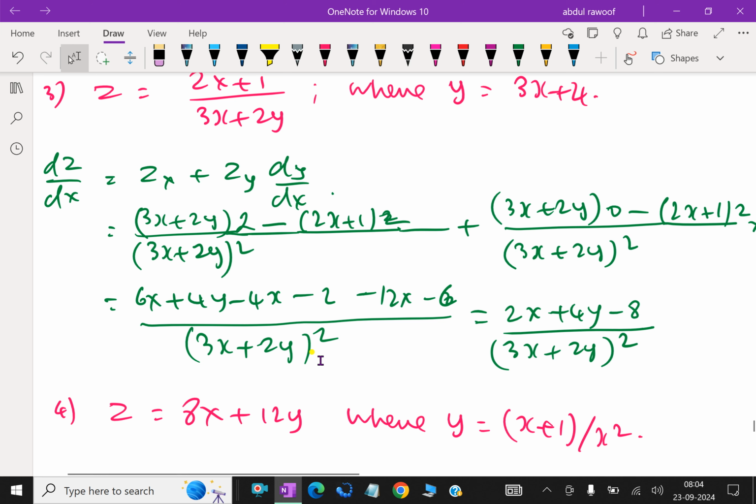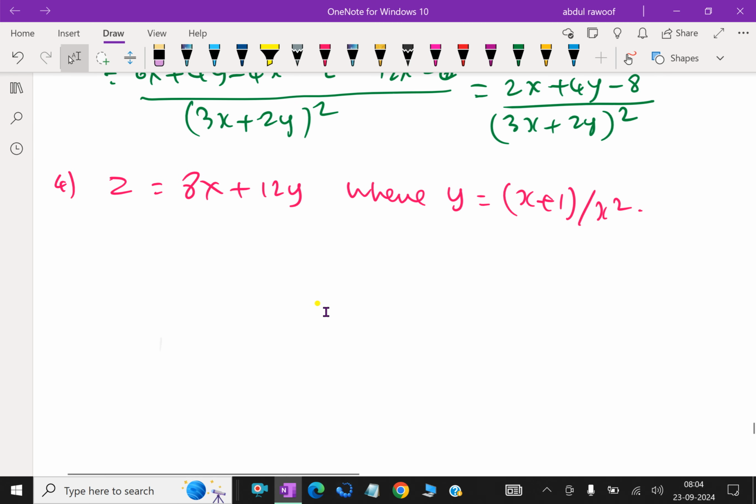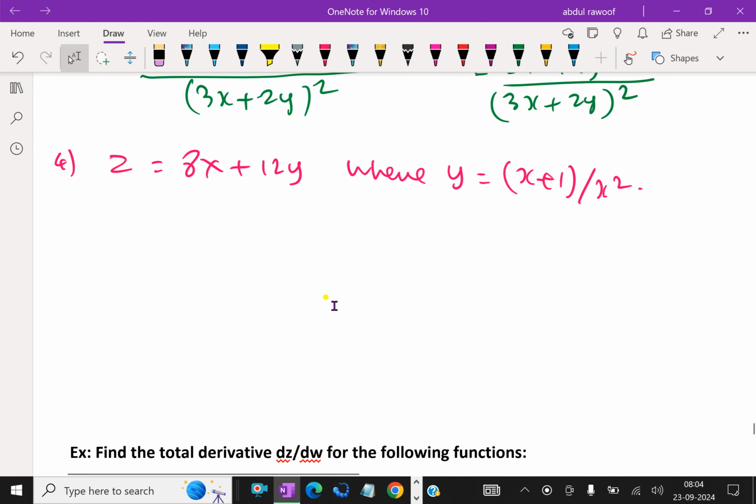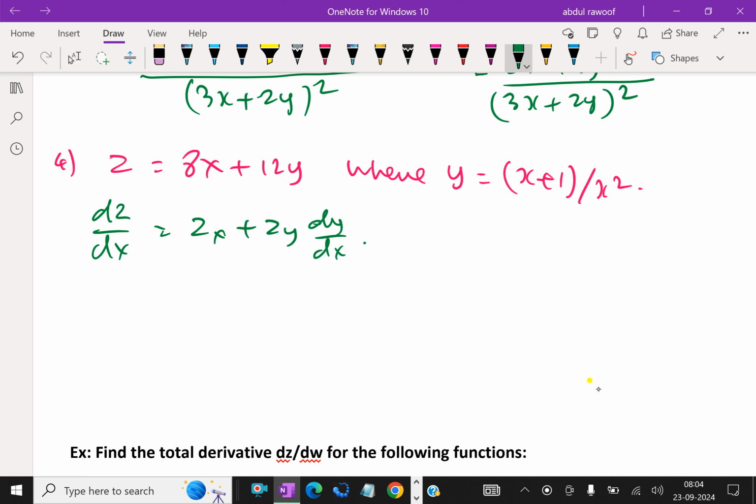Next, look at here, z equal 8x plus 12y, and y is here, x plus 1 all outside. First, dz by dx equal zx plus zy dy by dx, where zx with respect to x is 8, because that is 8x plus 12y. 8 plus zy is 12, because with respect to y is 12.